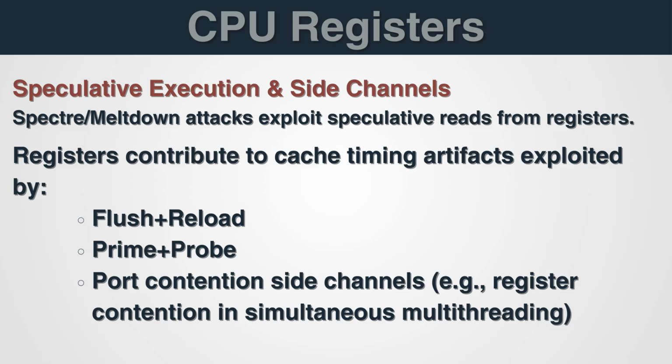Then there's speculative execution and side channels. Throughout this course, you're hearing that a lot. Spectre and Meltdown attacks exploit speculative reads. In this case, we're talking about speculative reads from registers. And registers contribute to cache timing artifacts exploited by attacks like flush plus reload, prime plus probe, and port contention side channels like register contention and simultaneous multithreading.